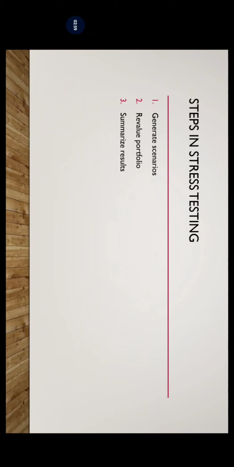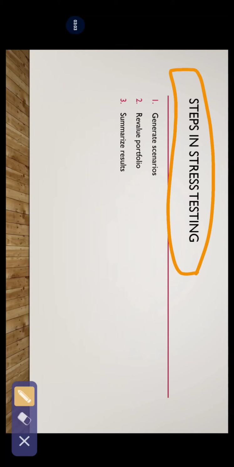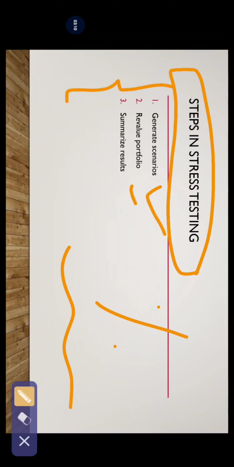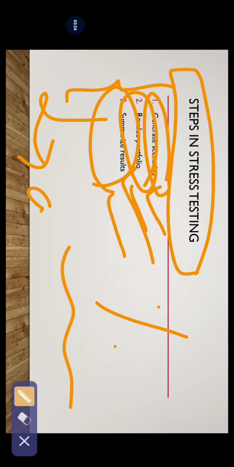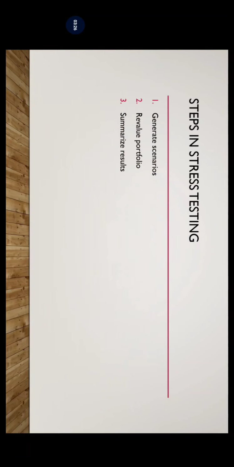So what are the steps in stress testing? How should we know the percentage of stress a portfolio has? For that there are 3 steps. One is generate scenarios, generating situations. Then revalue the portfolio, so we are again calculating the value of the portfolio. The last step is we will summarize all our results. So let's look into the first step.